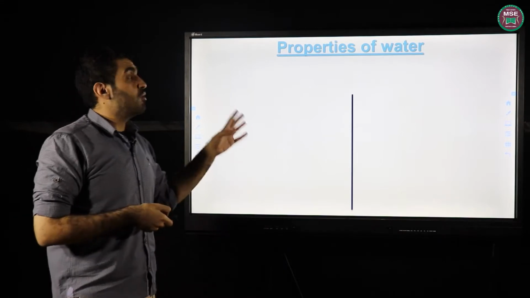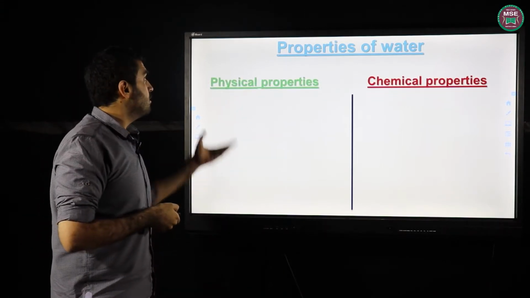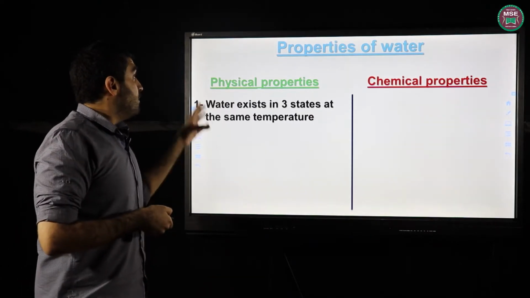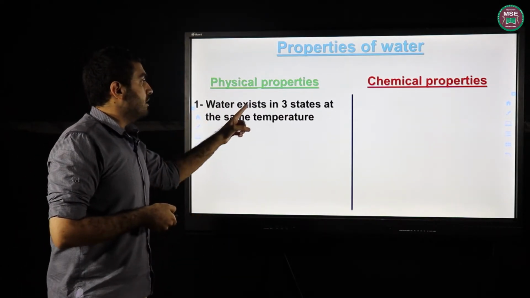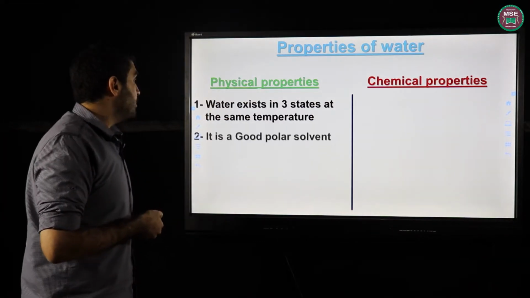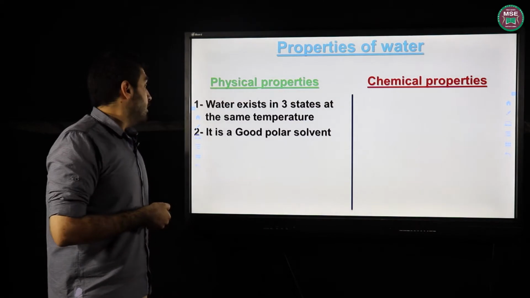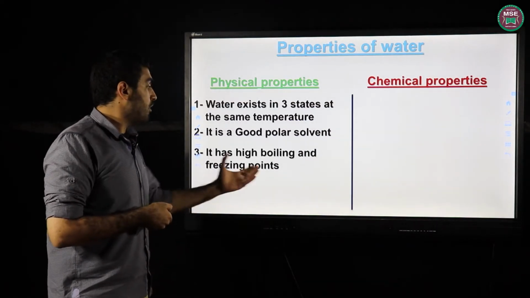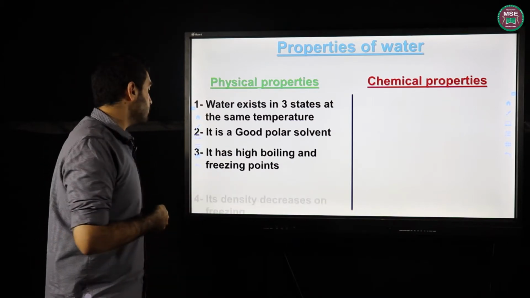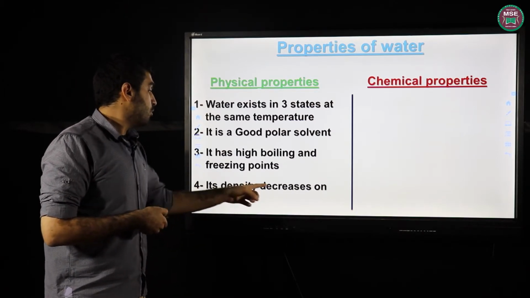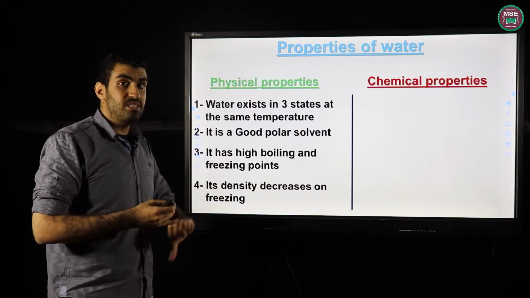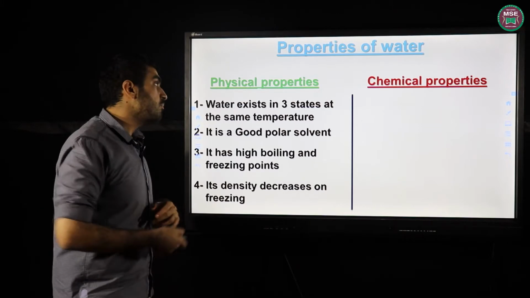Now we talk about properties of water. First one is physical properties and chemical properties. Physical properties: number 1, water exists in 3 states at the same temperature, and we will see. Number 2, it's a good polar solvent. Number 3, it has high boiling and freezing points. Its density decreases on freezing. As we freeze water, the density decreases, and that's why ice floats.